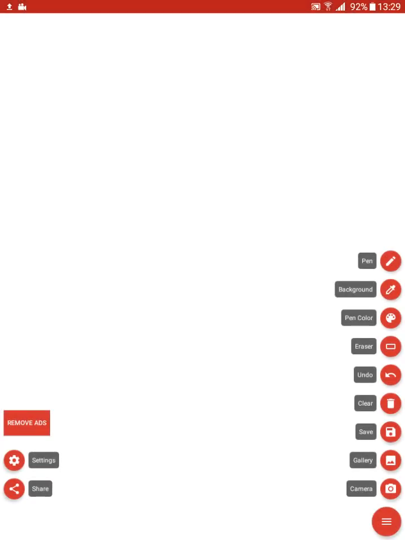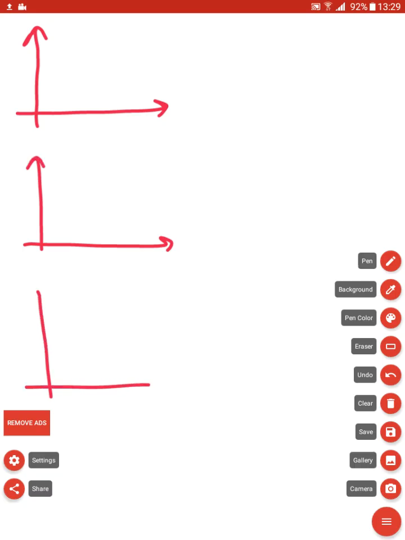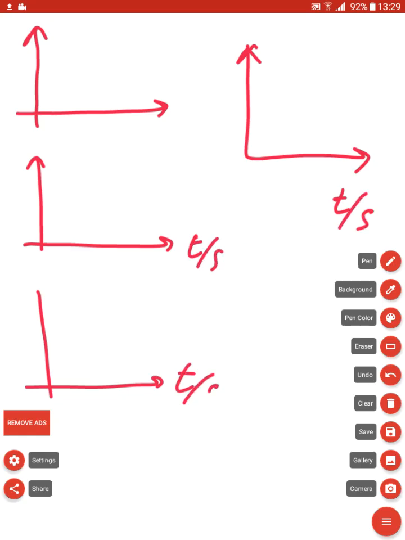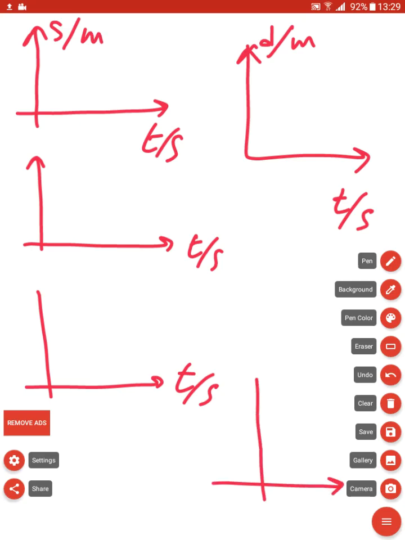Now, we have many graphs that you have to remember. Let's start with displacement time graphs. Usually, we put time on the x-axis and the displacement on the y-axis. Displacement is sometimes denoted by S, sometimes denoted by D. But it's better to denote it by S to distinguish it from the others.